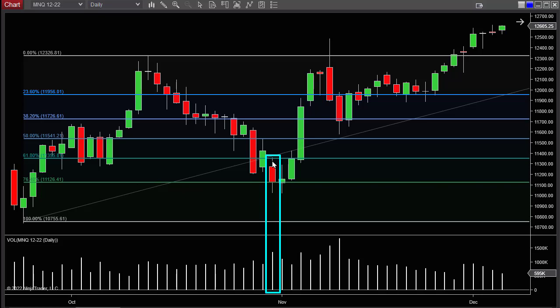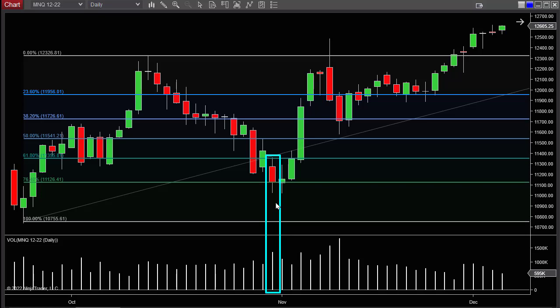Wouldn't you think that if there's increased volume as the market's going down and you get a red candle, it would break through support? Well, that's not an illogical thing to consider, but here's how it really works. It's an exhaustion pattern on a retrace.